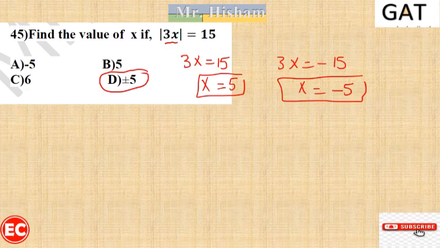So don't forget that for any absolute value, what is inside the absolute value could be positive, could be negative, but what is outside the absolute value is always positive. What is outside the absolute value is always what? Is always positive.